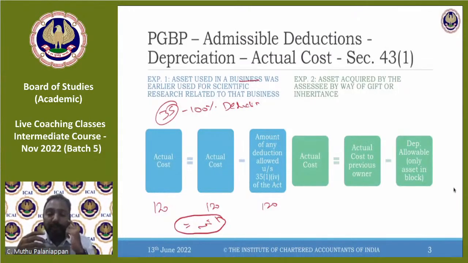So how does this matter? In case you're selling, the entire sale proceeds become your gain, right? So that's what is important. So in scientific research, the cost will be nil. So that's what it is about. Then the EXP written here stands for explanation.